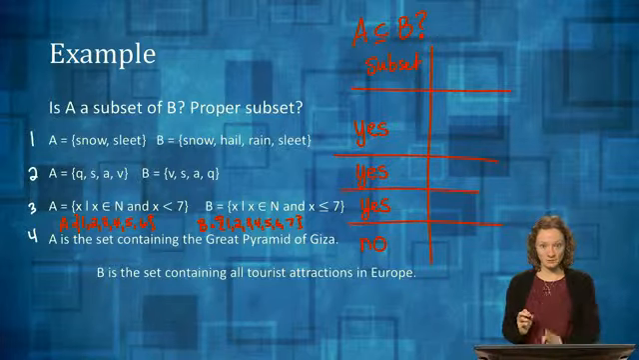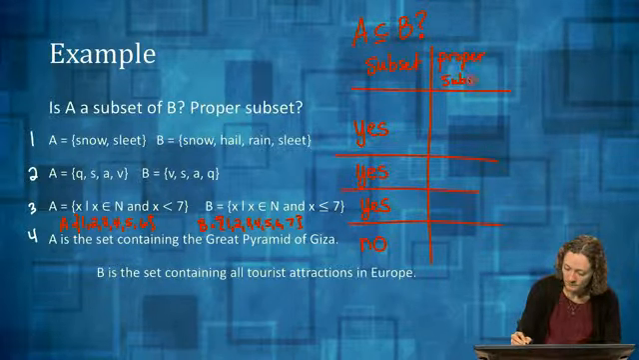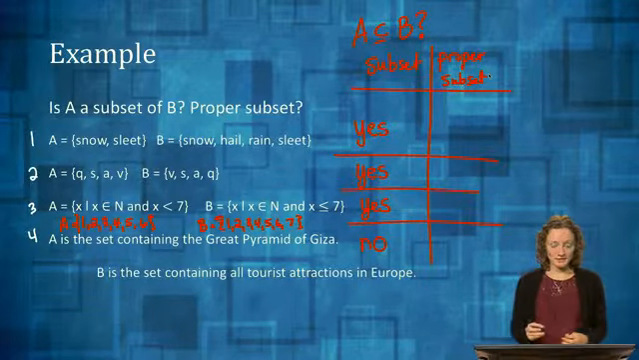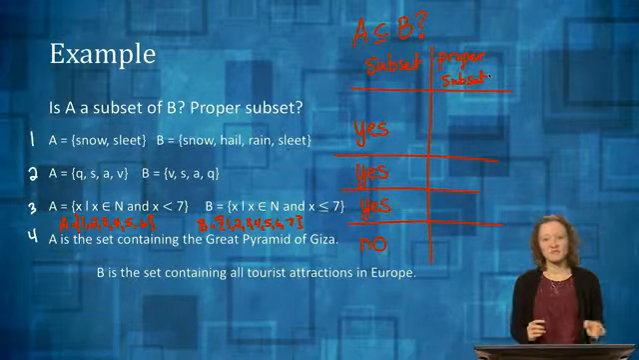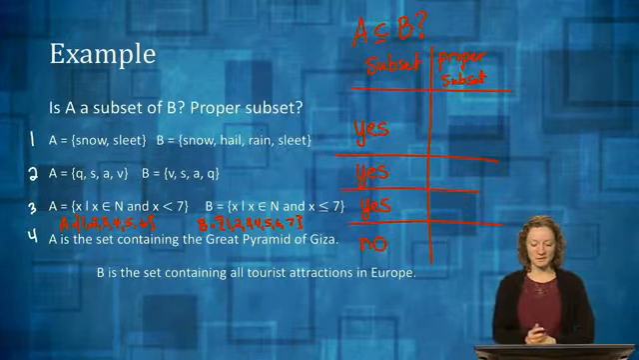Okay, so that's looking specifically at subset. Let's make the same analysis for a proper subset. Proper subset is almost the same definition. All elements of A are also elements of B, and the two sets are not equal to each other, so they don't contain exactly the same elements.